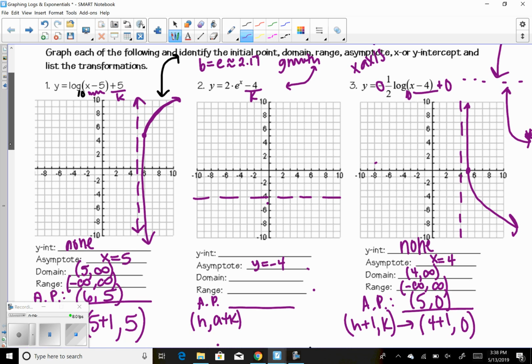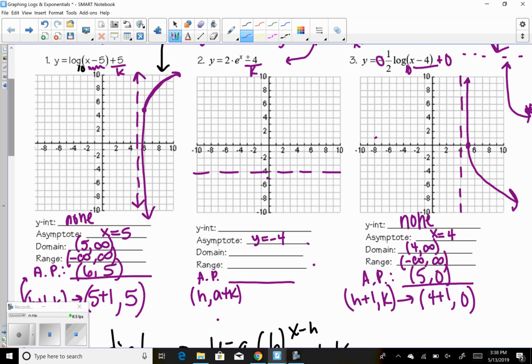For this example, h, there's nothing going on up there with that x, so h is going to be 0. A is what's in the front. That's a 2 plus negative 4. So 2 minus 4. So we end up with 0, negative 2 for my anchor point, which is down here. Well, 0, negative 2, that's also the y-intercept. Then I can just sketch the graph. It's a growth.